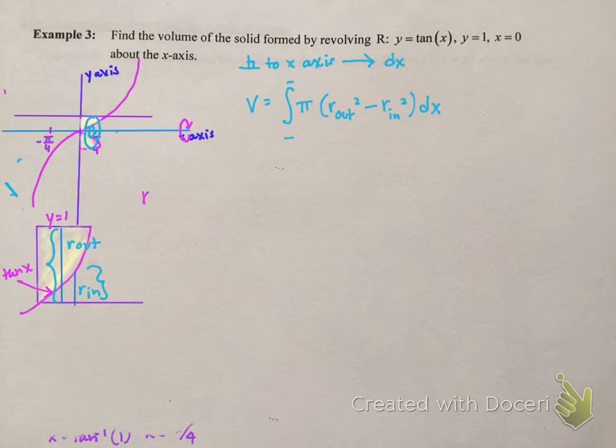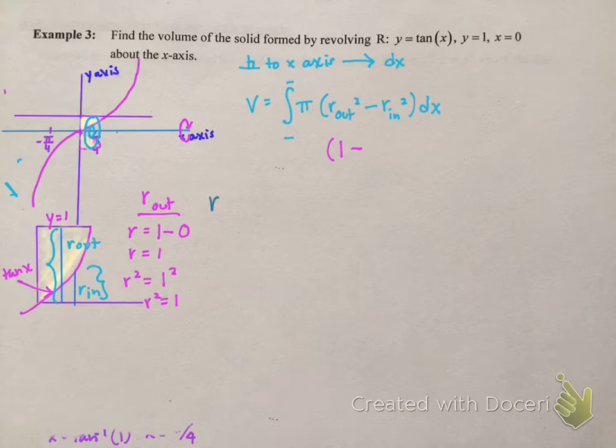So let's work on R out first. The radius is going to equal my top function, and remember, we're doing R out, so the top function is 1, and it's going down to the x-axis, so that's 0. So R equals 1, and therefore R squared equals 1 squared, or we can say R squared equals 1. So I can put this inside the parentheses, minus. Let's do R in.